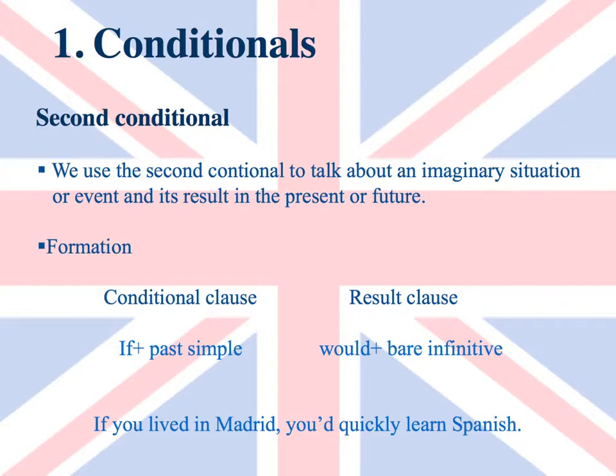We use the second conditional to talk about an imaginary situation or event and its result in the present or future. We form the second conditional with the past simple in the conditional if clause and would plus verb infinitive in the result clause. It is also possible to put the if clause at the end of the sentence, but the more formal were can be used instead of was in the conditional clause with I. Here we have an example of the second conditional. If you lived in Madrid, you'd quickly learn Spanish.